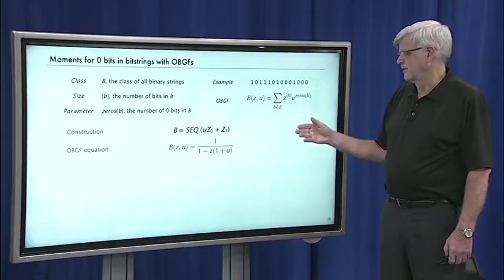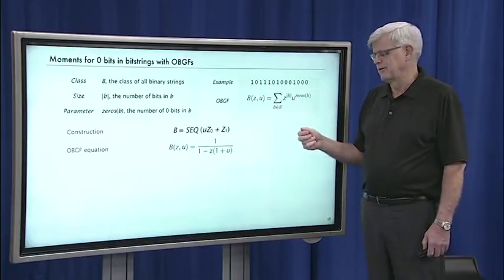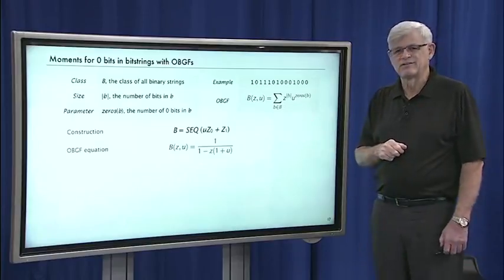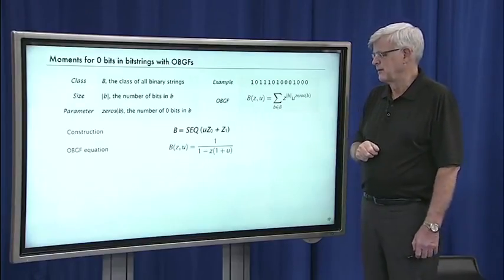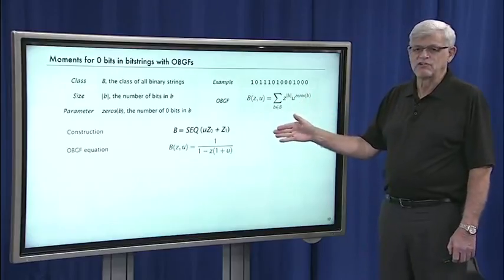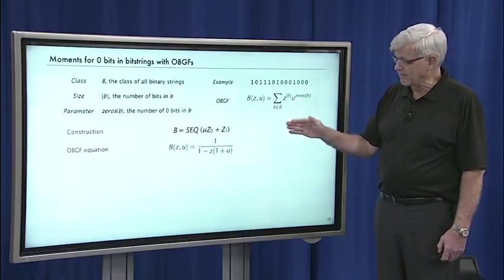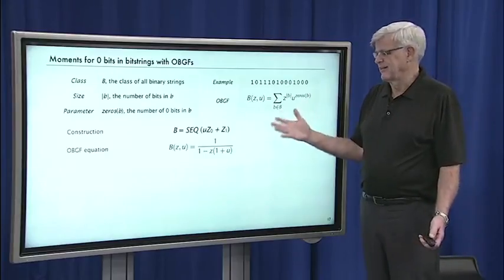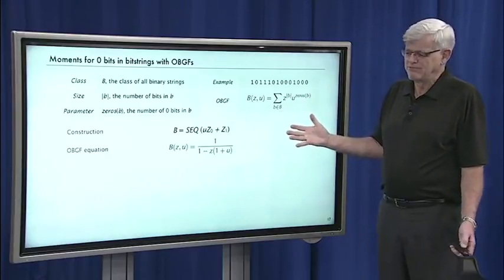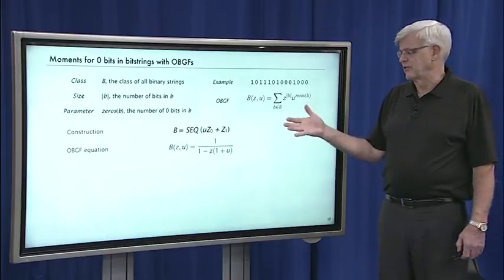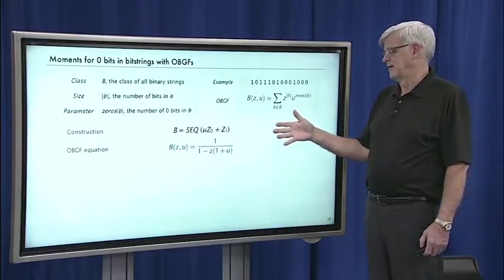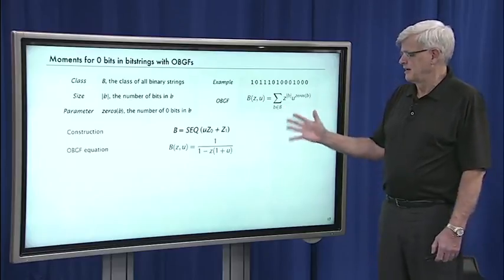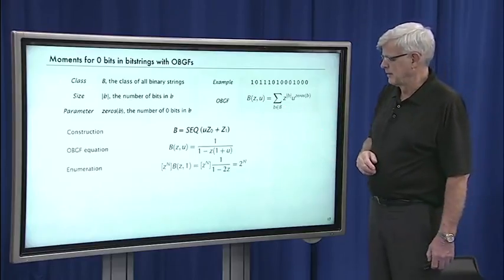We talked in the last section about our construction and the OBGF equation, 1 over 1 minus z times 1 plus u. So now we'll start with that equation and calculate the average number of 0 bits in a bit string. And again, we know the answer to this. It's going to be half of them, but this will illustrate the calculation, and we'll use the very same straightforward method for more difficult problems.